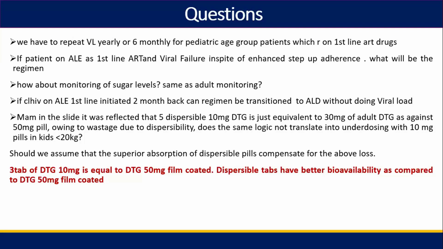Yeah, and as I said, there is no data currently to support that blood sugar levels rise in children, but it is always good to monitor. So please, 6 monthly monitoring for blood sugar is recommended.